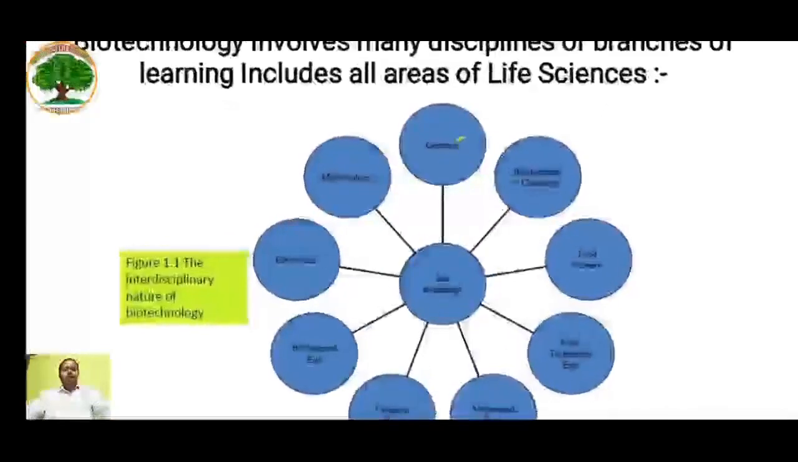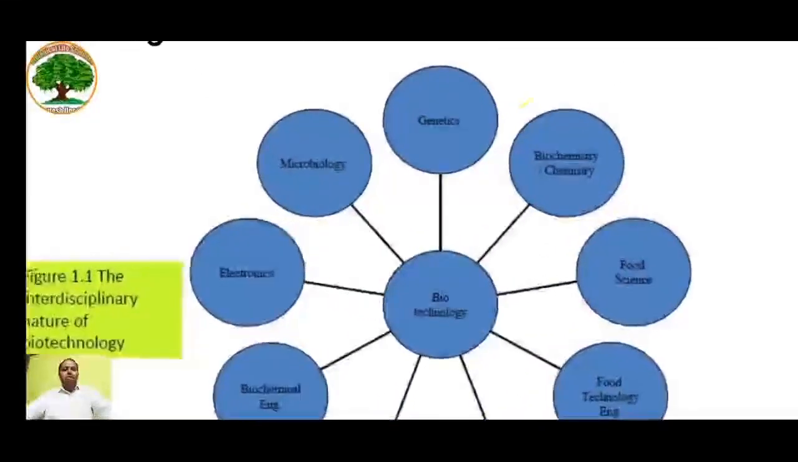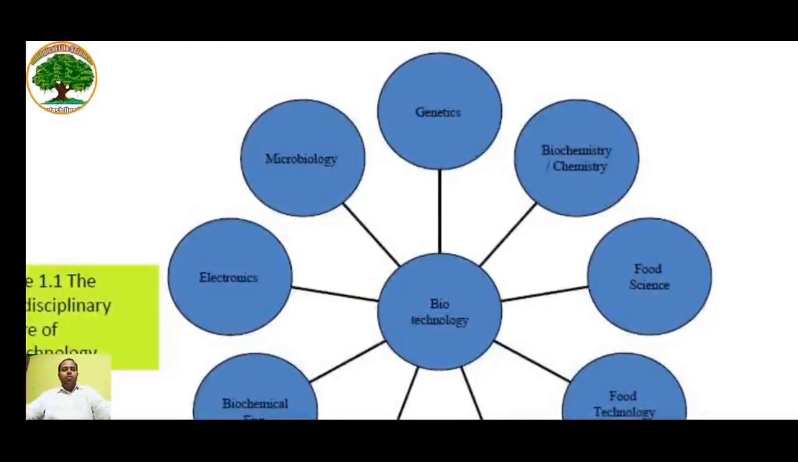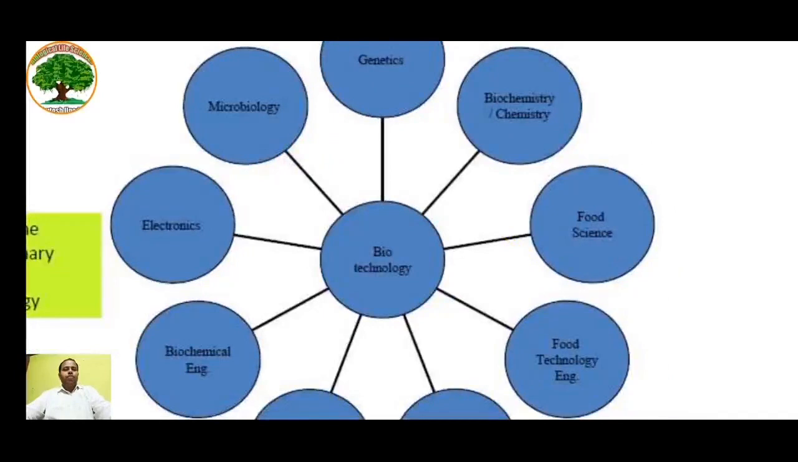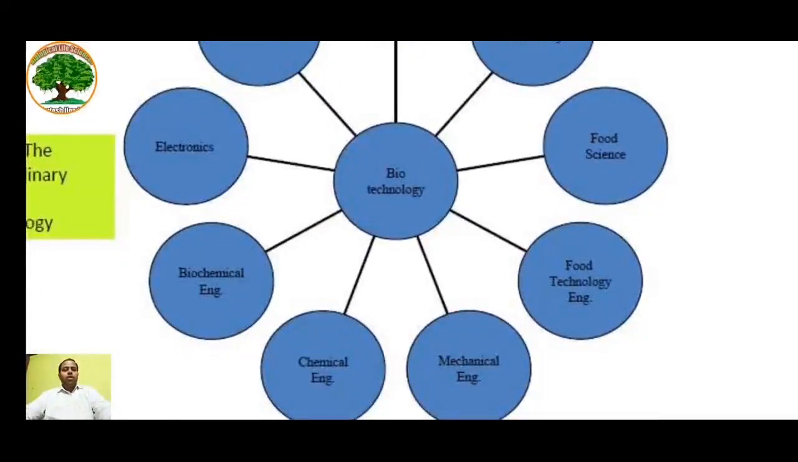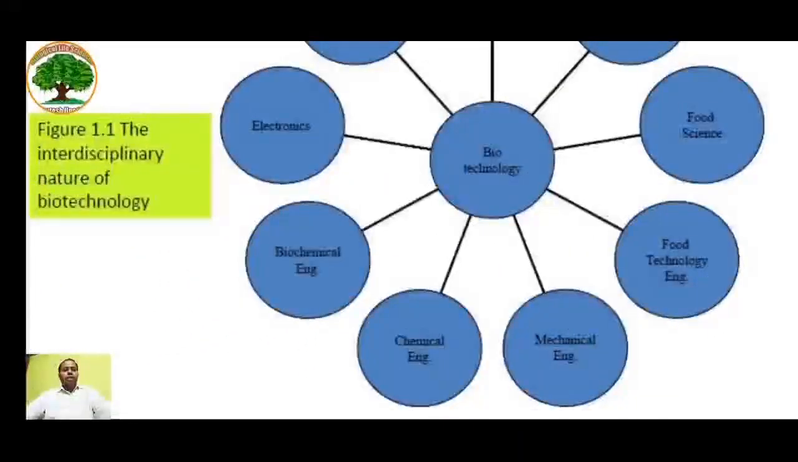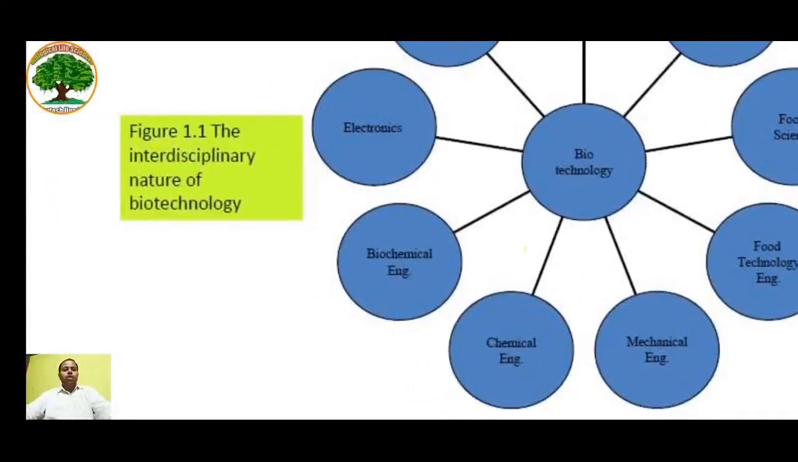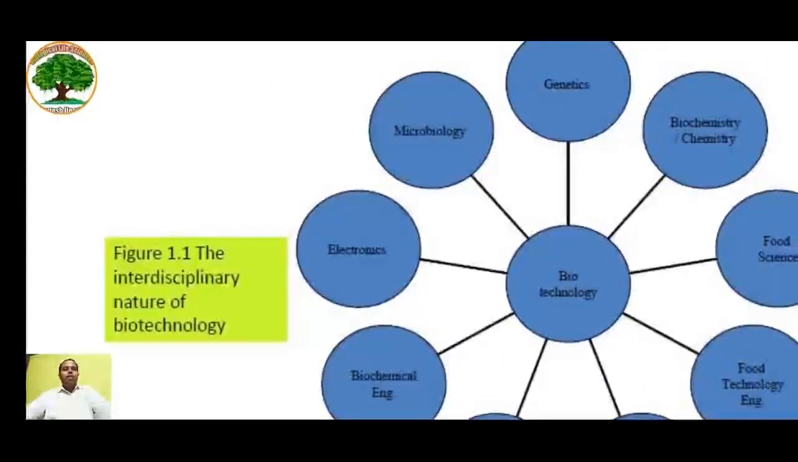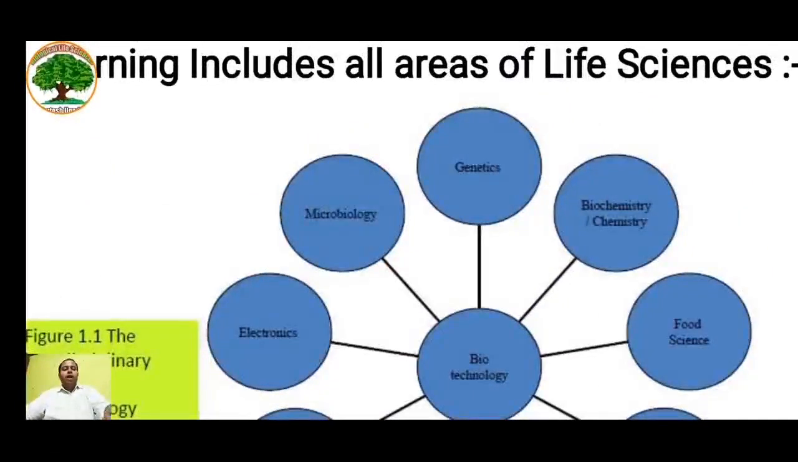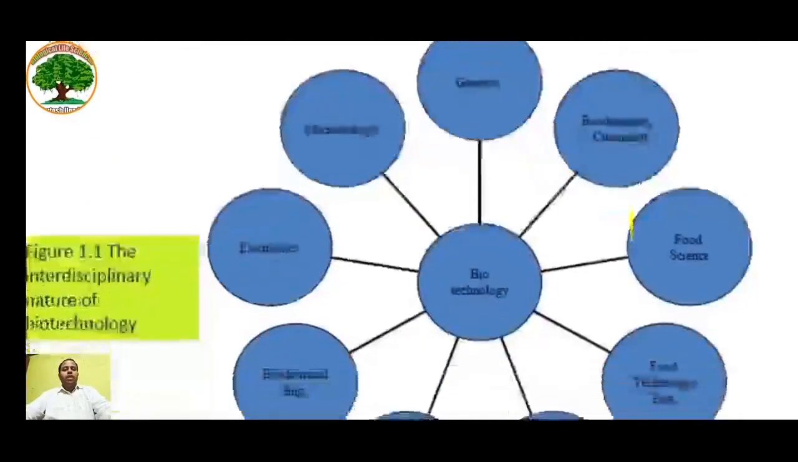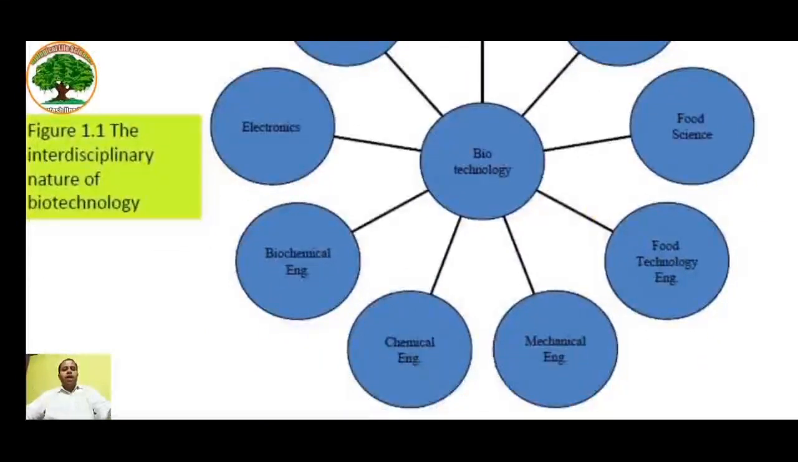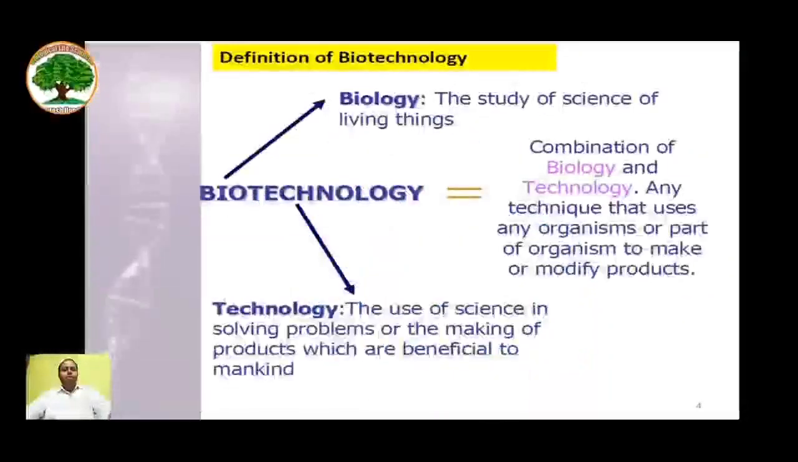It means the interdisciplinary nature of life sciences can be studied using this, as we know that biotechnology involves genetics, chemistry, biochemistry, food science, food technology, engineering, mechanical engineering in biotechnology, chemical engineering in biotechnology, biochemical engineering, electronics, and microbiology. Besides that, there are other subjects also, such as genetic engineering, molecular biology, and forensic sciences, and all these subjects are included under biotechnology. So this shows us the detailed interdisciplinary nature of biotechnology.